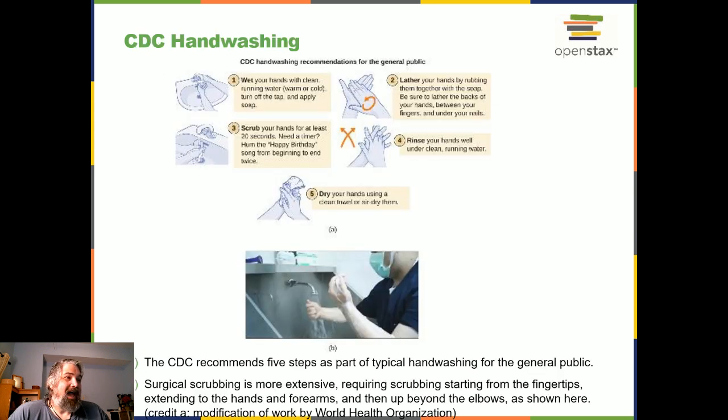So the CDC hand washing guide. This is for the general public. It recommends 5 steps as part of the typical hand washing protocol. Let's see, what are we doing? Wet your hands, and then turn the water off to, I guess, conserve water. Lather, scrub, rinse, dry. All right.